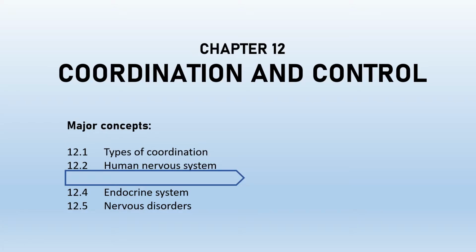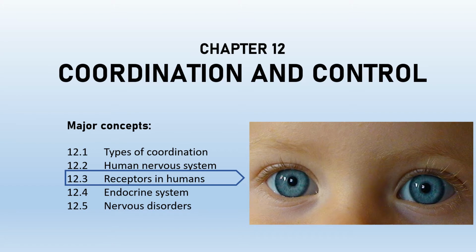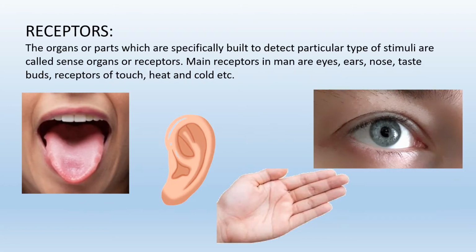In previous 3 lectures, we have been discussing coordination and control, and in this video, we will discuss receptors in humans. Receptors are the sense organs which detect the stimuli. There are 5 sense organs corresponding to the 5 senses.